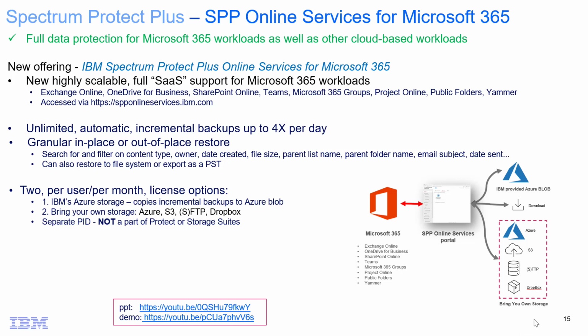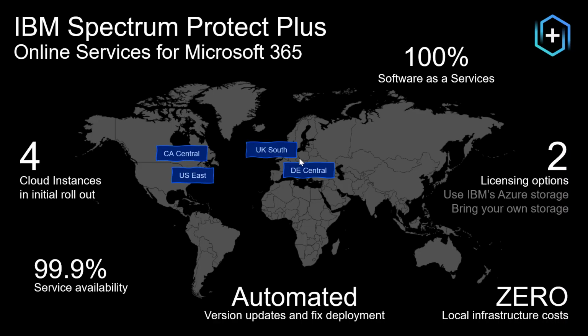I do have 2 YouTube videos out there. The first is a PowerPoint that walks through the high levels on this offering, and the second is a high-level demo. Now, Spectrum Protect Plus online services for Microsoft 365 is 100% software as a service. So you yourself do not need to provide any type of hardware, and you don't have to install any type of software. All of that's done for you. At the initial rollout, we have 4 cloud instances. That's the Canadian, the US East, the UK South, and the German Central locations. And then as time passes, you'll see us offering more cloud instances.